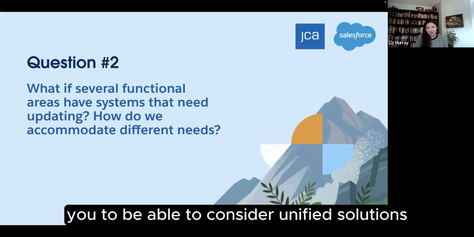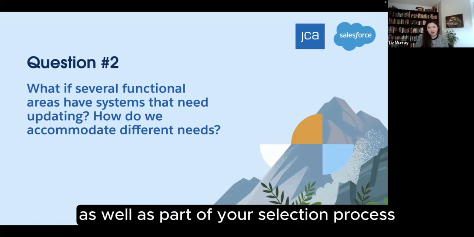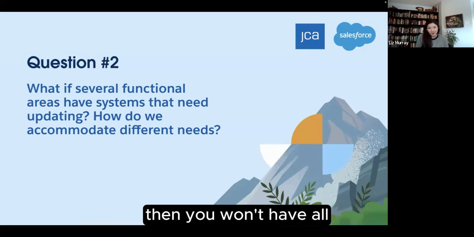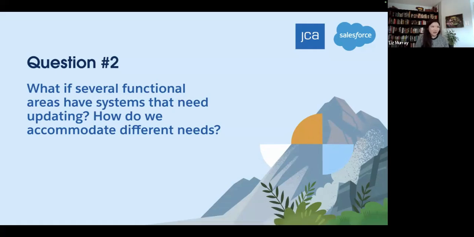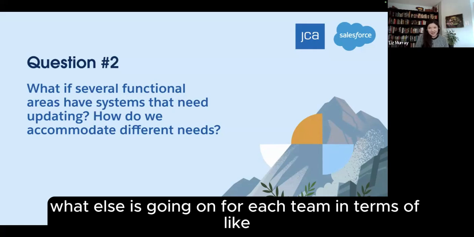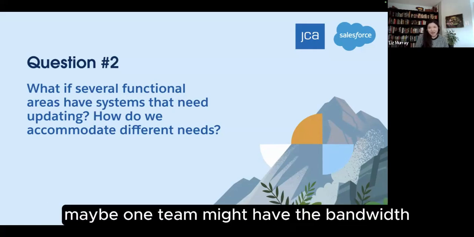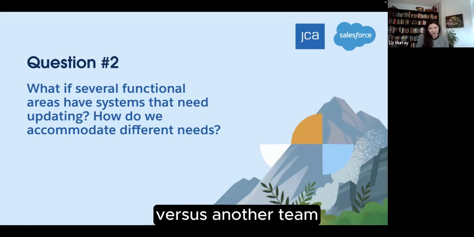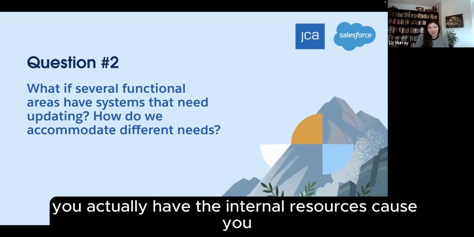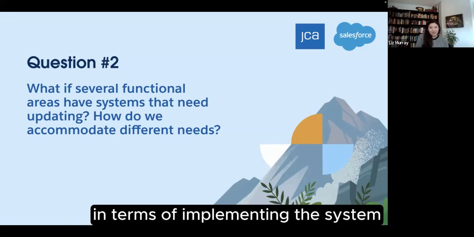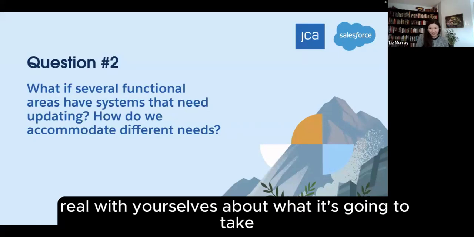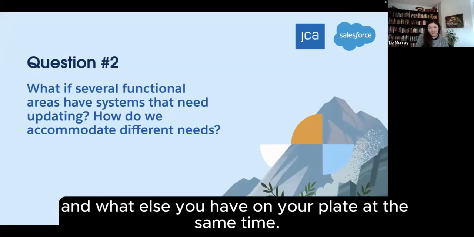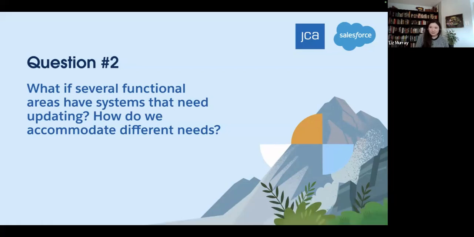It will also allow you to consider unified solutions as part of your selection process. Because if you don't do that part, then you won't have the full list of requirements as you go down that path. I would also think about what else is going on for each team in terms of timing. Maybe one team might have the bandwidth during this time of the year versus another team. When you're doing your project planning, make sure that you actually have the internal resources, because it is going to take a lot of work from your internal teams in terms of implementing the system. So be really honest and real with yourselves about what it's going to take and what else you have on your plate at the same time.